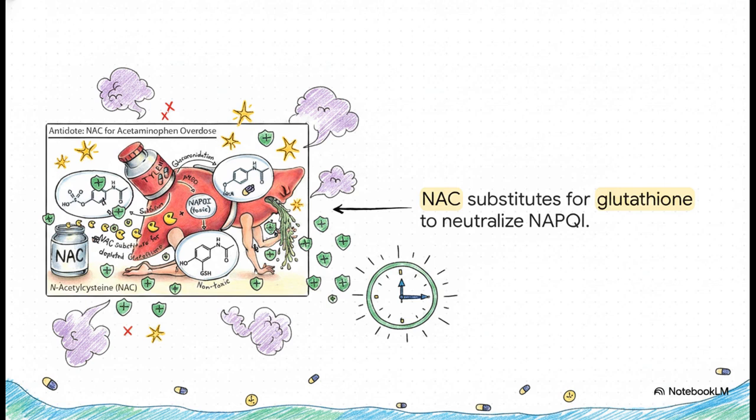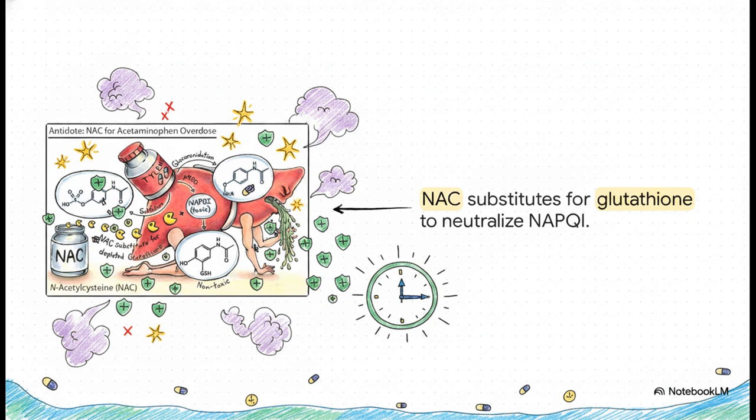Under normal circumstances, your body's native glutathione stores neutralize NAPQI with no problem. In an overdose, however, those primary pathways are totally saturated. CYP2E1 shifts into overdrive, and glutathione is rapidly depleted. That unbound NAPQI is then free to bind to hepatic macromolecules, causing rapid cell death.